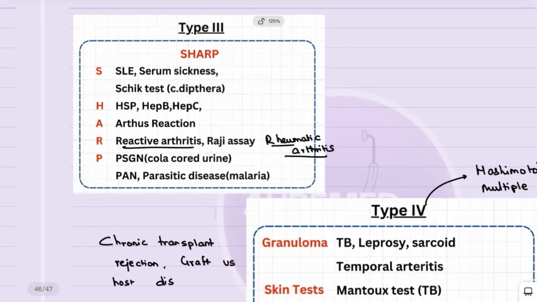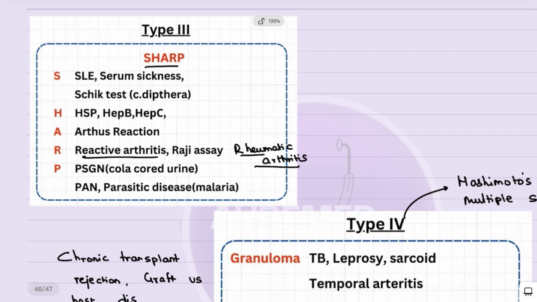Moving forward to type 3, we have the mnemonic called SHARP. In SHARP, you have S for SLE. Also, there are 3 letters, so type 3 SLE. Serum sickness, Schick's test for diphtheria. Also, HSP, again 3, hepatitis B and hepatitis C.